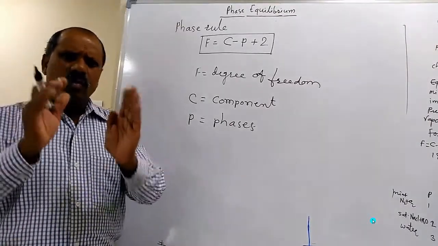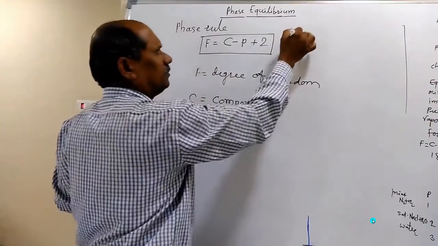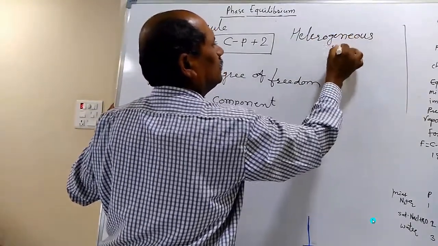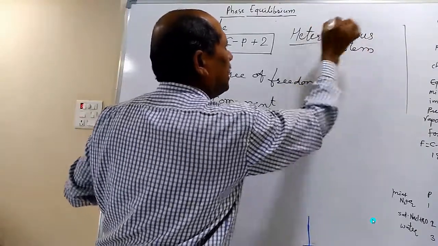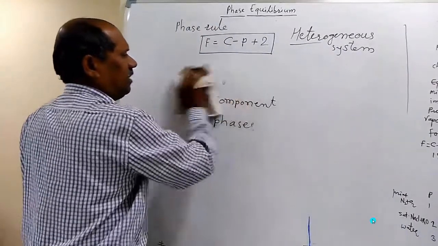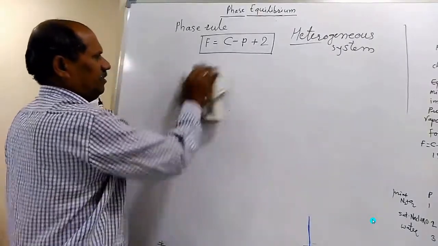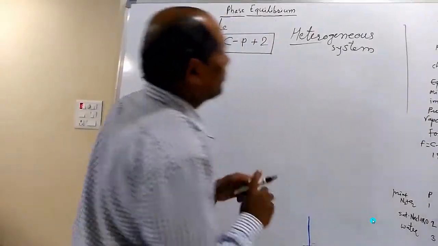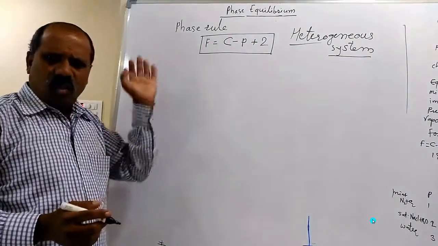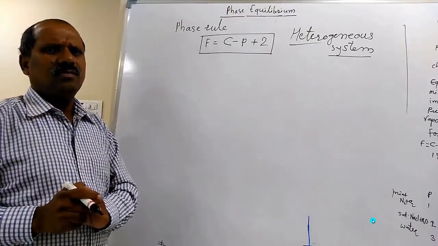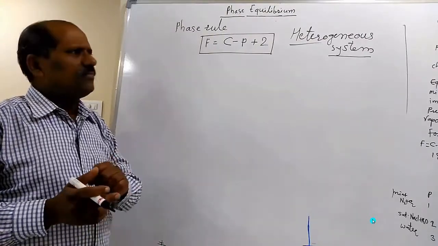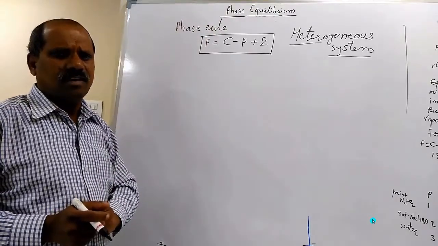So we must know what is meant by a heterogeneous system. To understand the heterogeneous system, first of all, we must know what a homogeneous system is, and also what is meant by system. We are using the word system. What is the meaning of system in this chapter? In this topic, the word system is used for the arrangement of matter which is under our study. In this case, we are studying phase equilibrium.